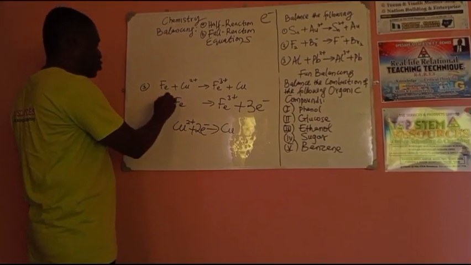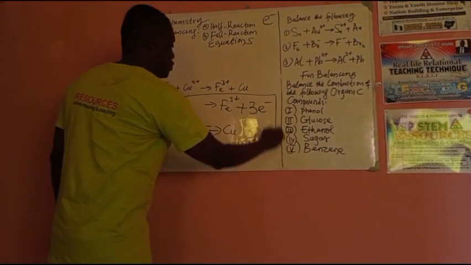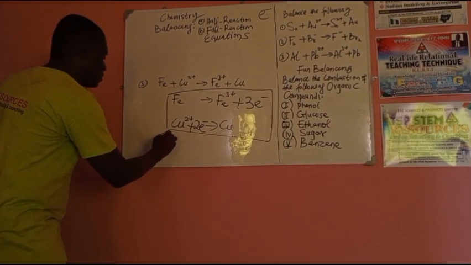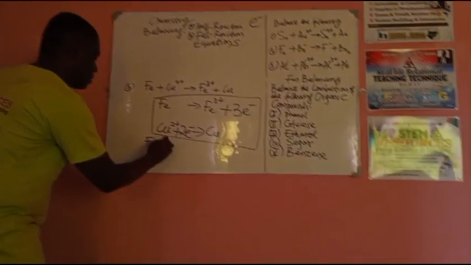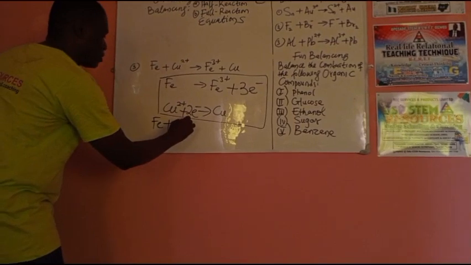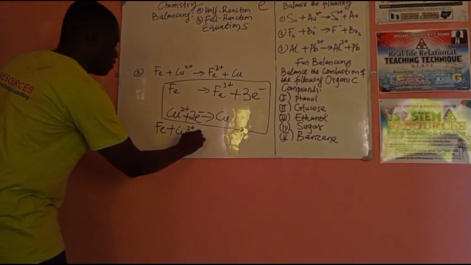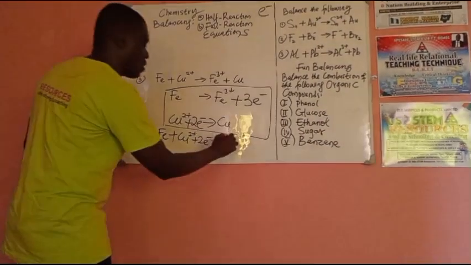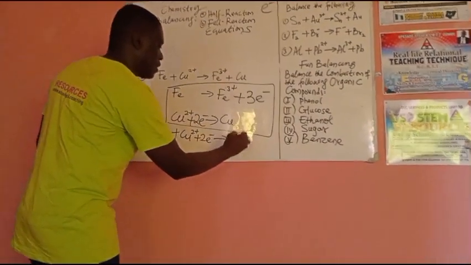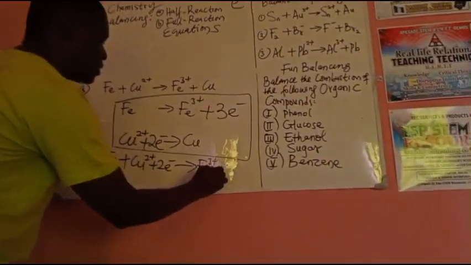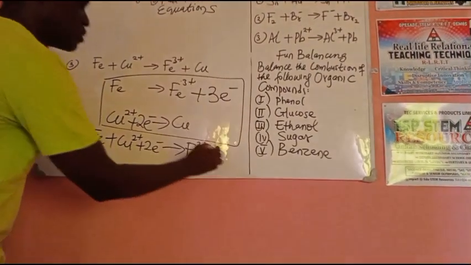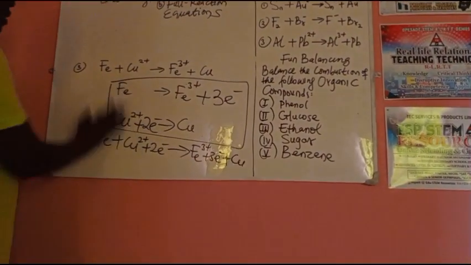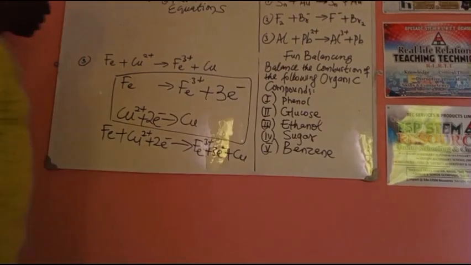Then you now combine the two and try to see. So we have this plus this: Cu2+ plus 2 moles of electrons. Then the other side, you combine it. We have Fe 3+ plus 3 moles of electrons plus this copper. So you combine these two at the right hand side, the product side.